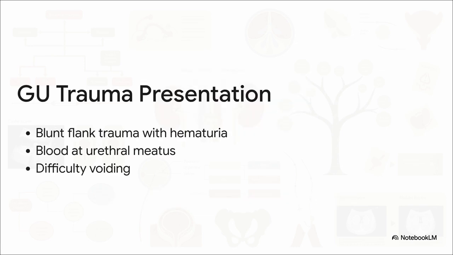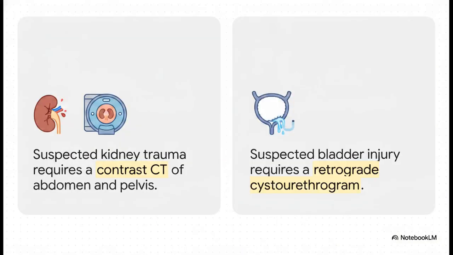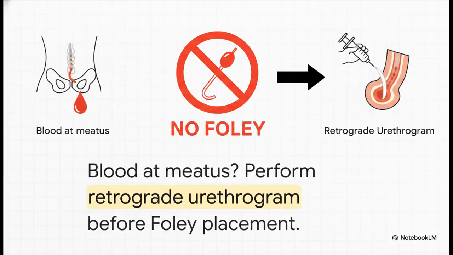Moving on to genitourinary trauma. You need to sort these patients based on their exact presentation. Are we seeing gross hematuria following blunt flank trauma, or is there blood specifically at the urethral meatus combined with an inability to void? For hemodynamically stable patients with suspected renal trauma, the next best step is a contrast CT of the abdomen and pelvis. On the other hand, if you suspect a bladder injury, that needs to be evaluated with either a retrograde cystogram or a CT cystogram. Here's a strict rule for the exam.